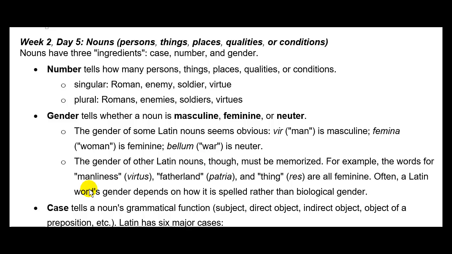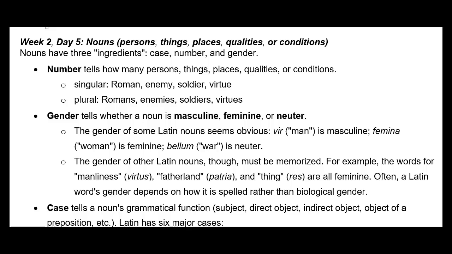For example, the word for manliness, virtus, is feminine. Manliness is feminine. The word for fatherland, patria, is also feminine. Fatherland, feminine. And the word for thing, which seems like it should be neuter, is also feminine. And so oftentimes a Latin word's gender depends on how it's spelled rather than any sort of biological gender.